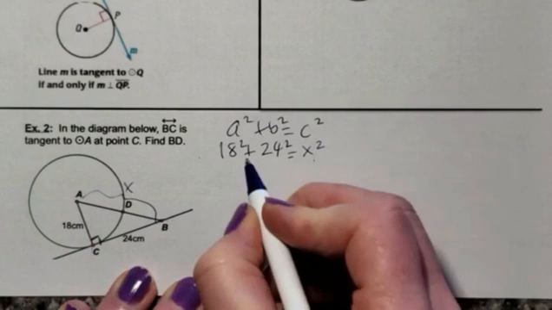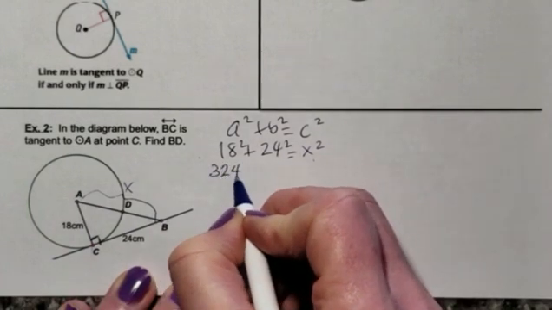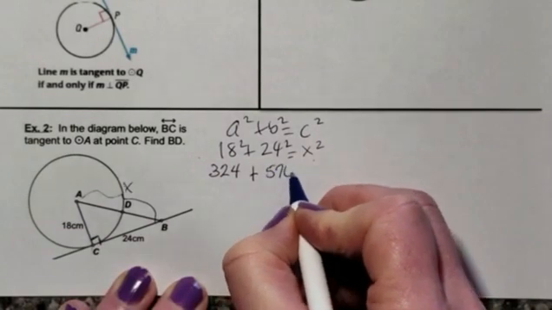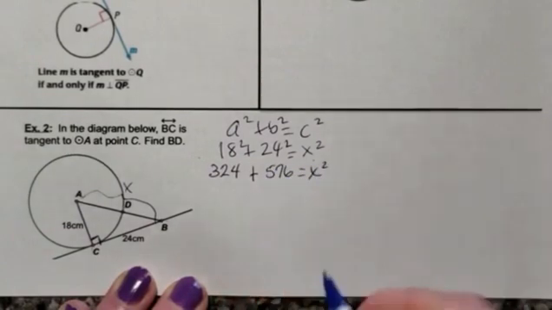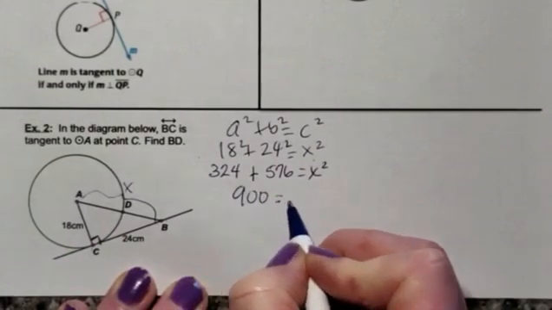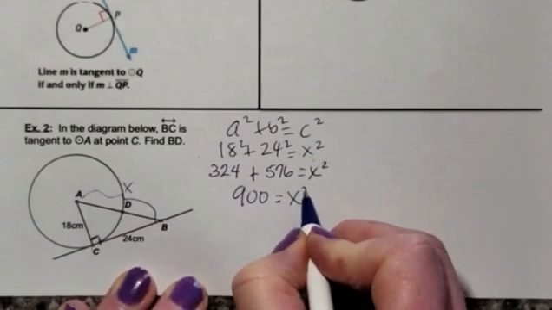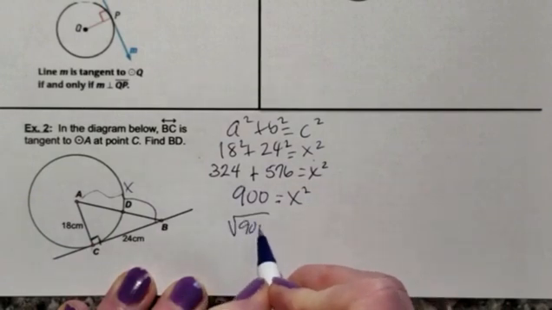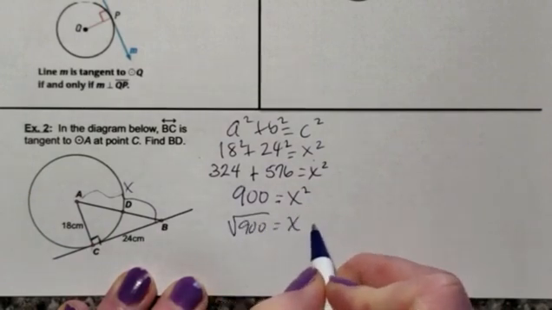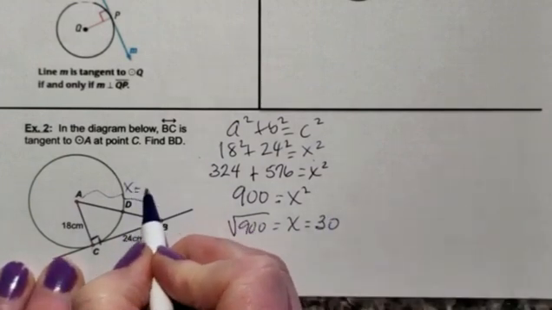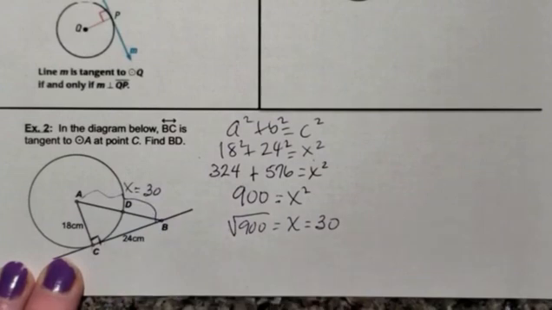Well, 18 squared is 324. And 24 squared is 576, so that will give me the length of the hypotenuse squared. And when you add these together, you get 900. So 900 is equal to x squared. And to find the value of x, I'm just going to take the square root of 900, and that will give me 30. So the length of this entire hypotenuse is 30.